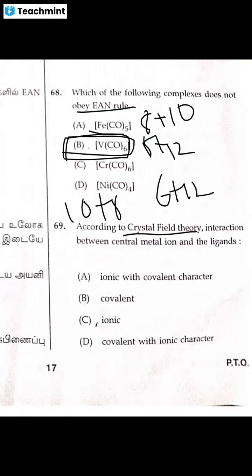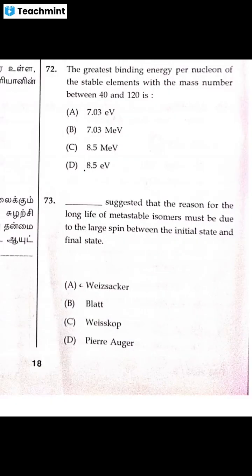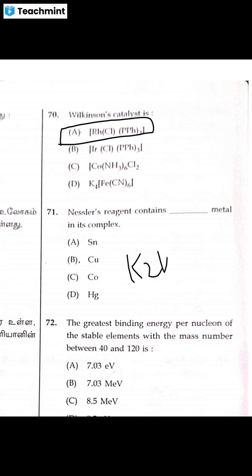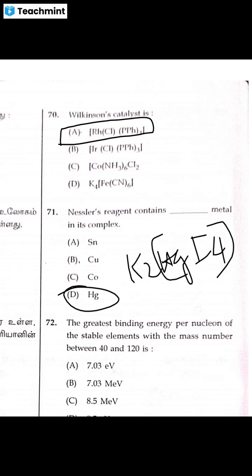According to crystal field theory, the interaction between the central metal atom and ion ligands is ionic in nature. That is also a direct question. So Wilkinson catalyst, this is also a direct question. They have given the catalyst directly. So it is a rhodium complex. The formula for Nessler's reagent is K2HgI4. K2HgI4. Okay? So this is a mercury compound.